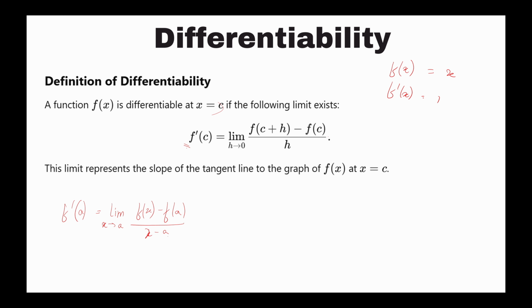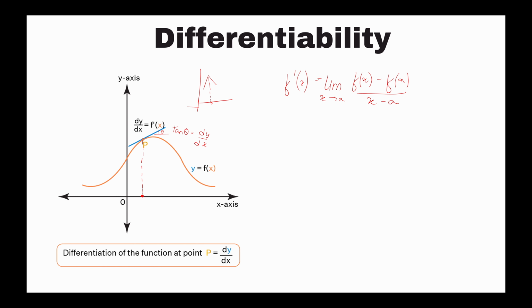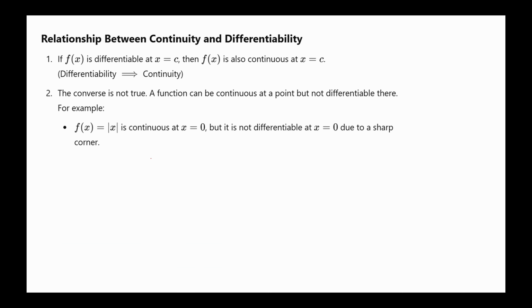And another piece of information is that this limit here represents the slope of the tangent line to the graph. As I mentioned earlier, it is going to be the slope of the line that you are finding out.